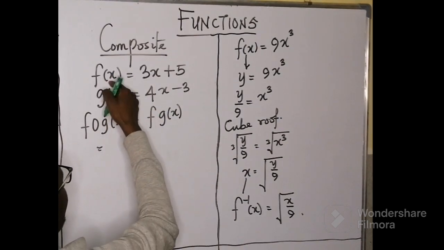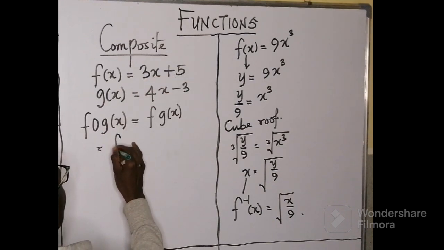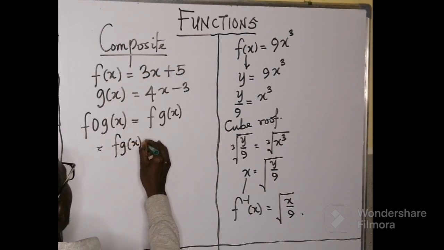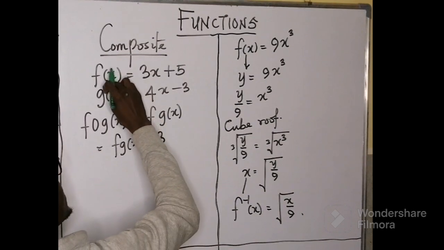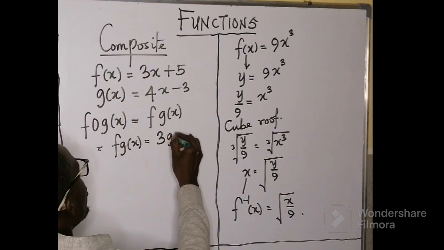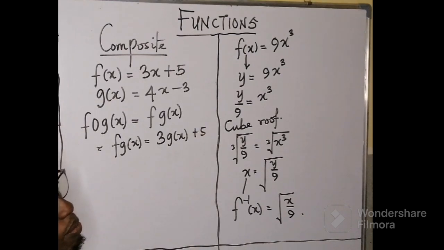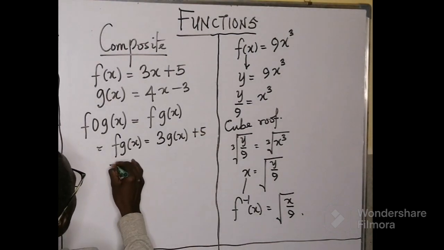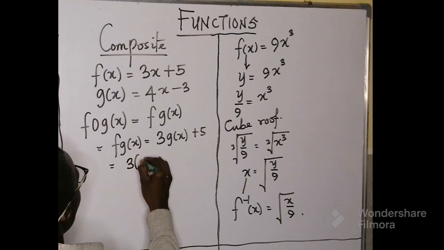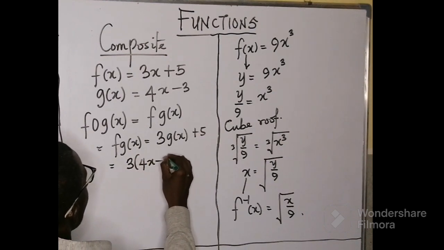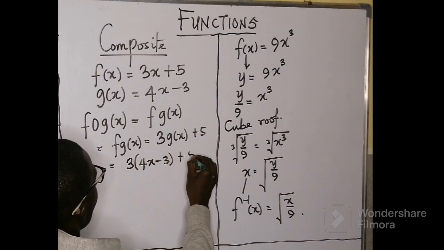So if f of x is 3x plus 5, fg of x will now give you 3, and whenever you see x in f of x, you introduce g of x there, plus 5. It's just a normal substitution. That means you have 3 multiplied by, what is g of x? 4x minus 3, then everything plus 5.